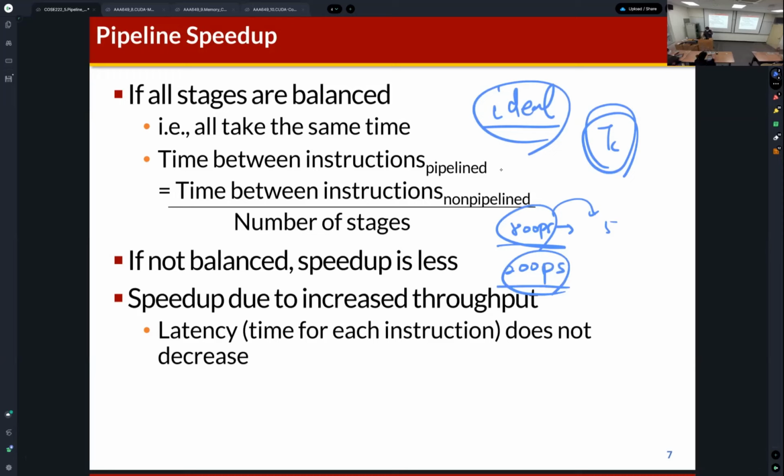But if the delay of each stage is ideally balanced, then we can reduce it up to 160 picoseconds. Okay, the speedup is 5. So this is the expected speedup by a pipeline architecture.